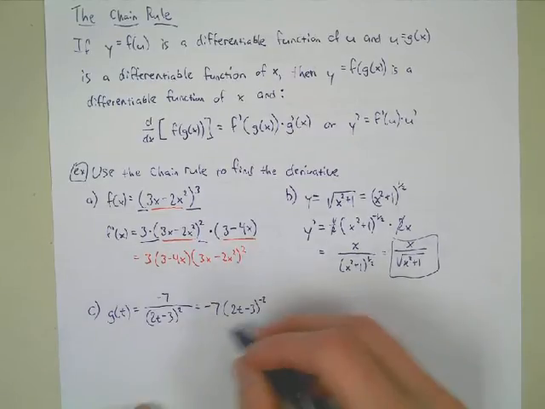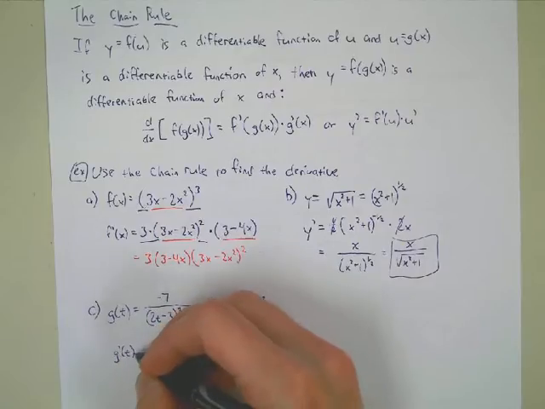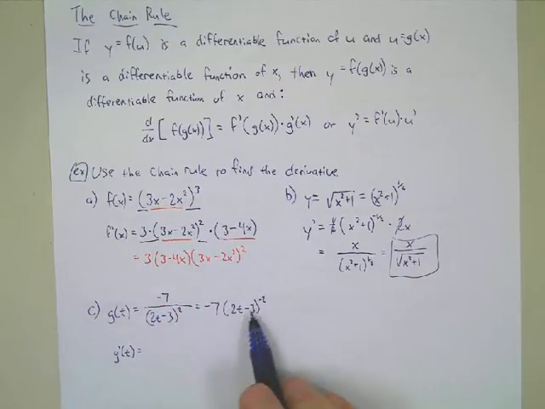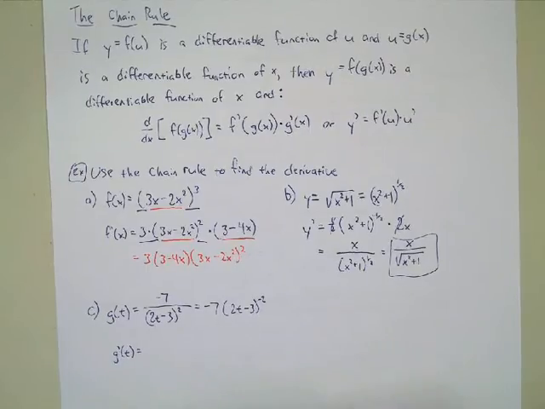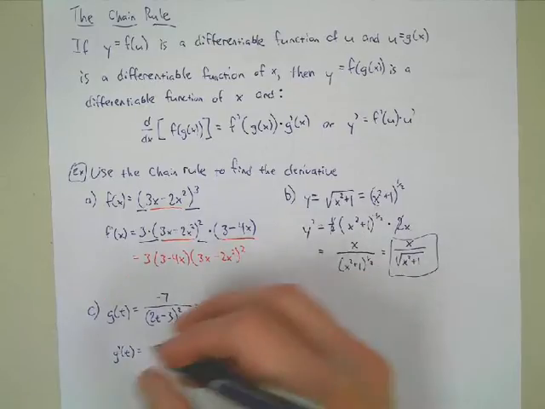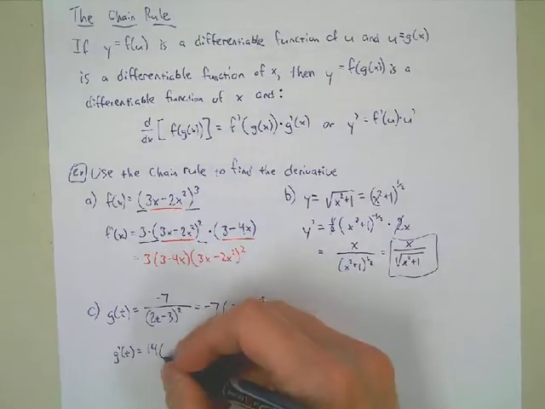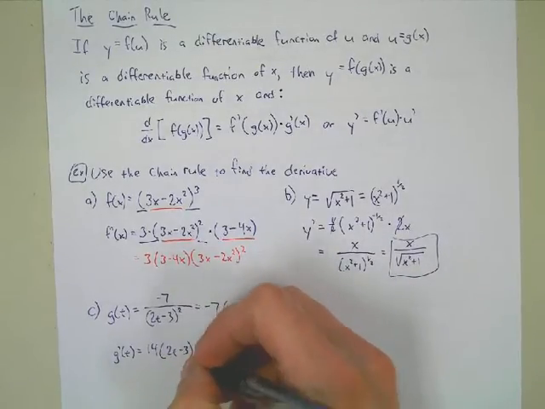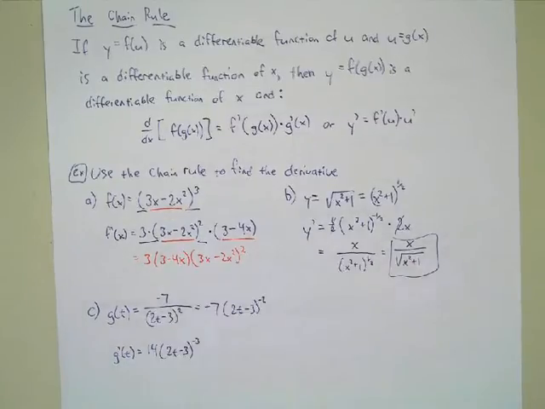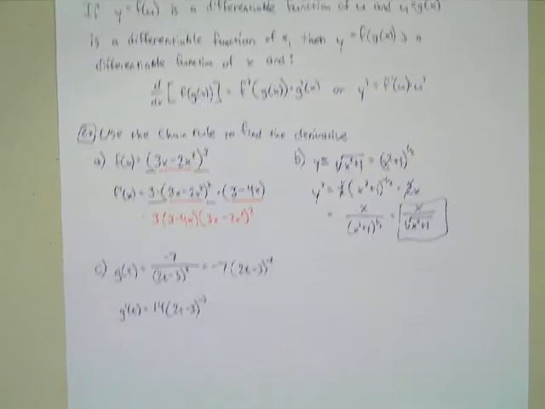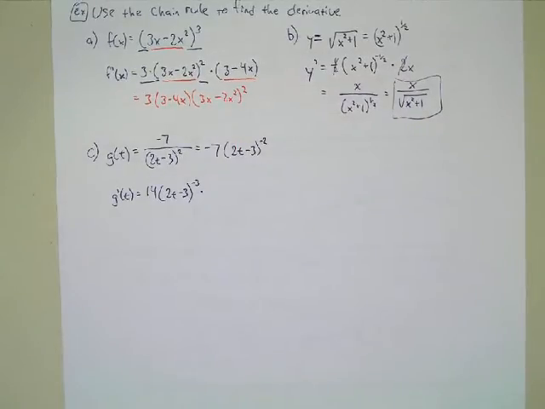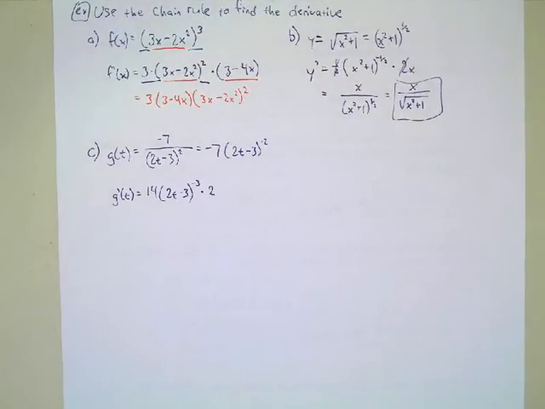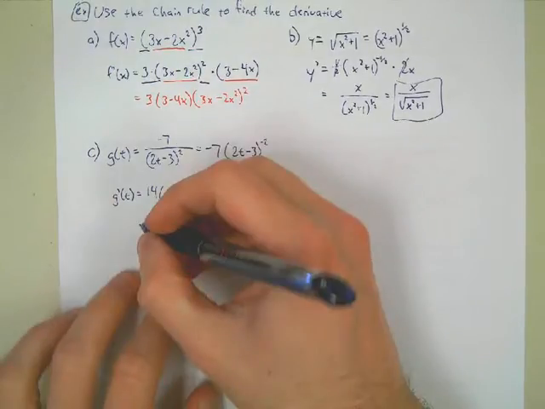So again, what's our outermost function? Something to the negative 2. So what's the derivative of something to the negative 2? The negative 2 goes out front. So negative 2 times negative 7, 14, times 2t minus 3 to the what? Negative 3. Times the derivative of what's inside? 2. So we get 28 over the quantity 2t minus 3 to the third.